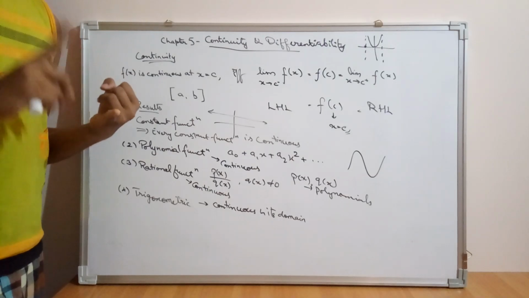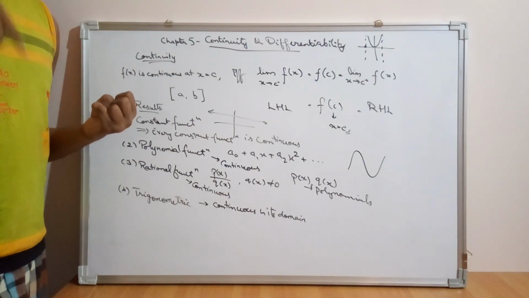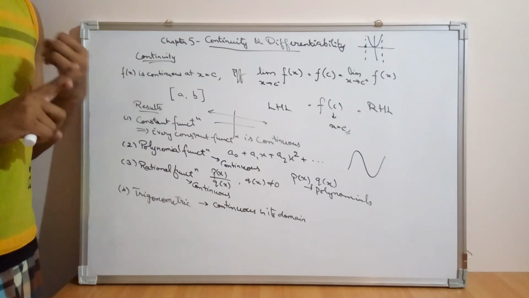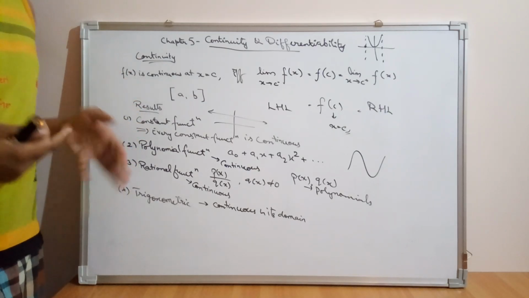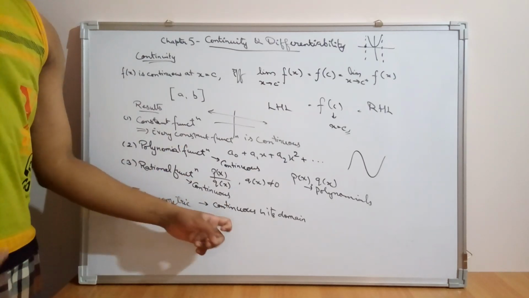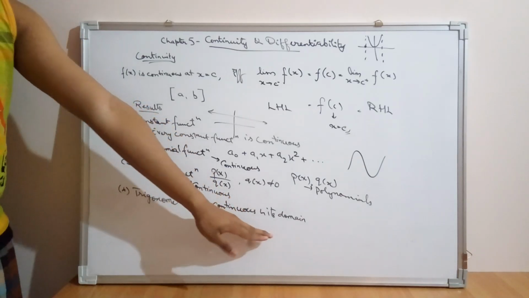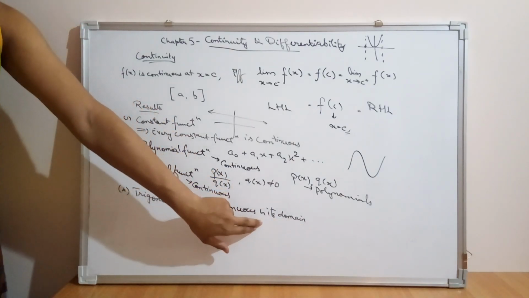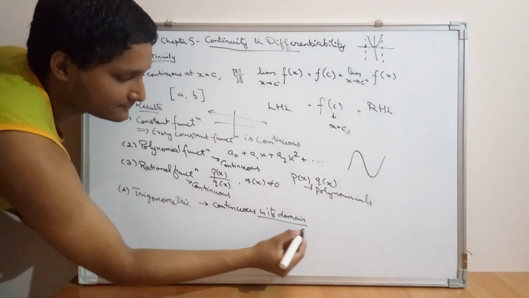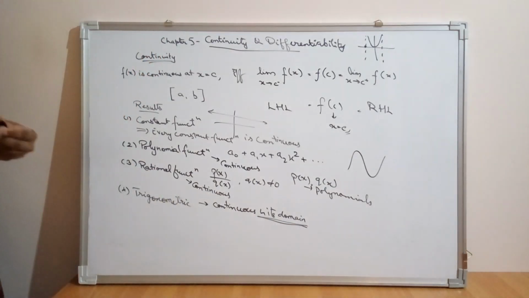Many times people leave out 'in its domain'. When it comes to the tan function, tan is not defined when cos is 0. That means at that point it is going to be infinity, 1 by 0, and it is not going to be any number over there. How can it be continuous in that position? So the phrase 'in its domain' is very important here. Okay, that's all about trigonometric functions.